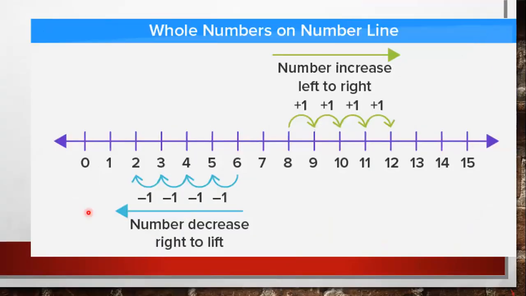This is the number line. As I told you, whole numbers on the number line. You will start from left to right. This is your left, and the numbers increase to the right. We will start with 0 to 15. And the numbers decrease from right to left.